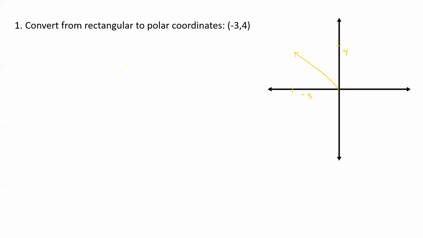So we know that r is equal to x squared plus y squared, square rooted. So r is equal to the square root of -3 squared plus 4 squared. r is equal to the square root of 25, which is equal to 5, right?